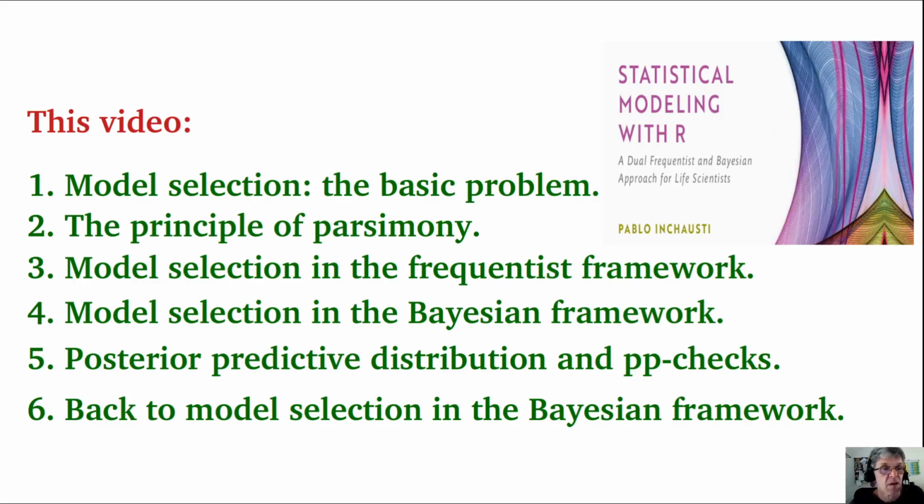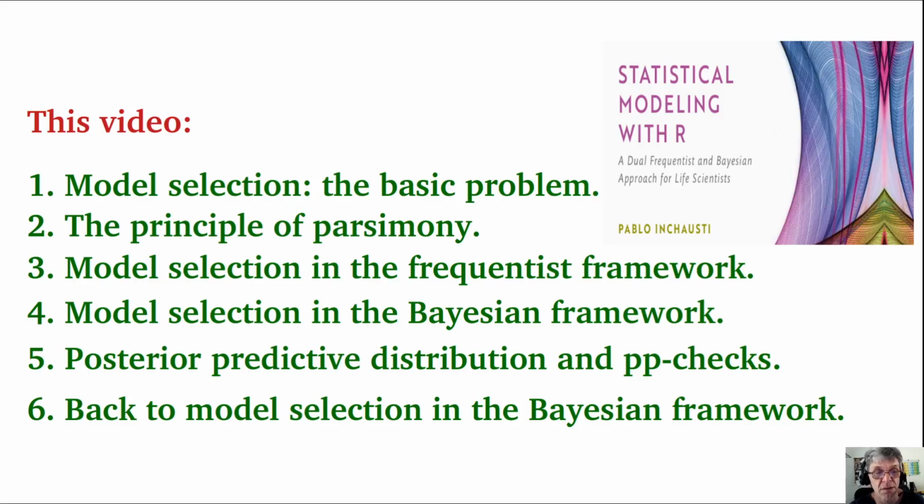In this video, I would like to talk about the large issue of model selection and start by stating the basic problem, then mention the principle of parsimony, which is the conceptual basis that is used to select models, then talk about model selection in the frequentist framework, and then in the Bayesian framework.